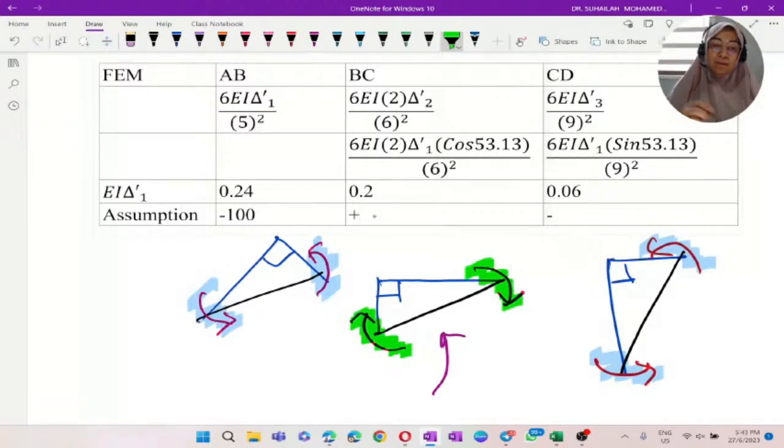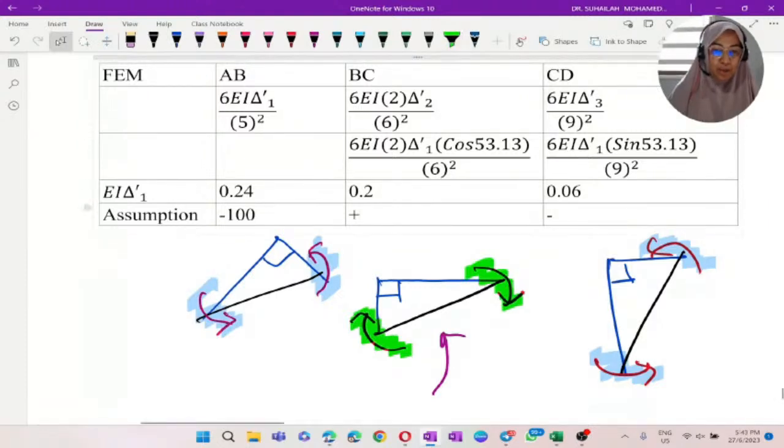Okay, so using 0.2 and 0.24, it is 0.2 divided by 0.24 times 100, we get 83.333 for FEM for member BC.